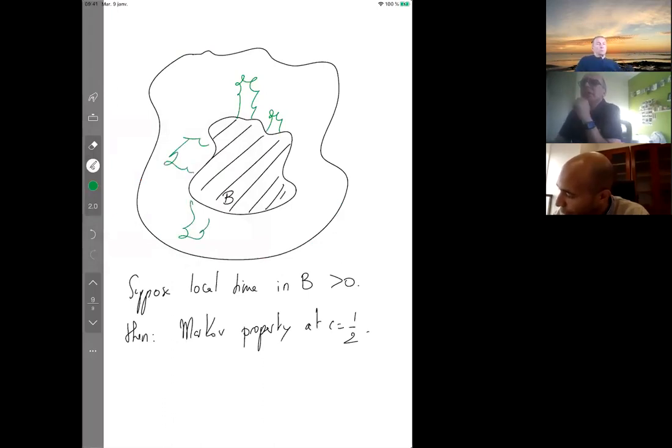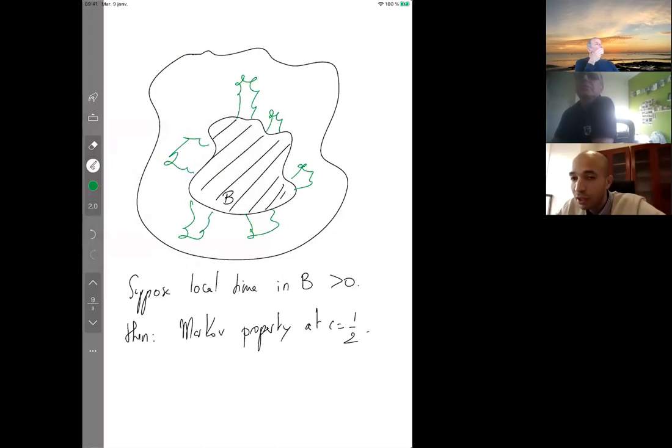Meaning that if you look at the trace of the loops outside B, the distribution only depends on the local time at the boundary of my set B, and it will be independent of the occupation field inside B. It will only depend on the occupation field on the local times at the boundary of B. So that's a Markov property.